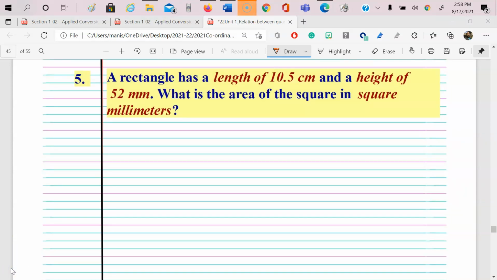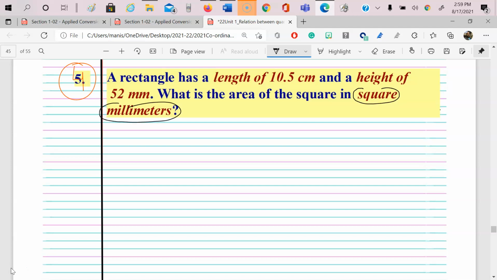Okay, now let's look at question number 4. This is number 4. A rectangle has a length of 10.5 centimeter and a height of 52 millimeter. What is the area of the square in square millimeters? Now we will pay attention to this unit over here where it says square millimeters. Is this in millimeter? Yes, we can see height is in millimeter. Don't need to worry about that. What about length? This is not in millimeter, it is in centimeter. We have to convert centimeter to millimeter.